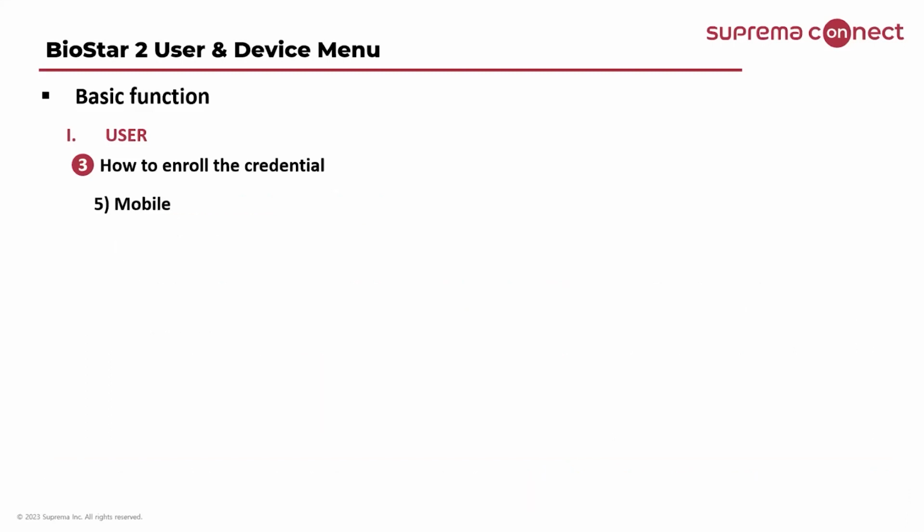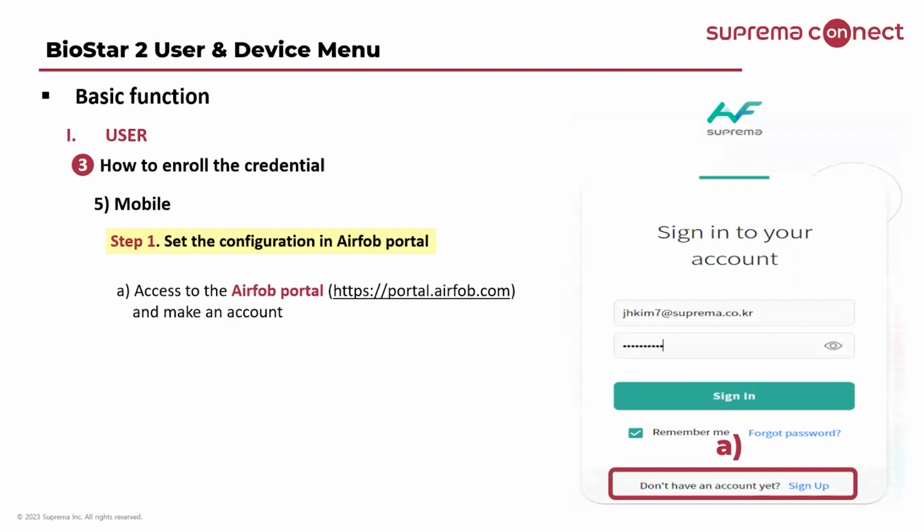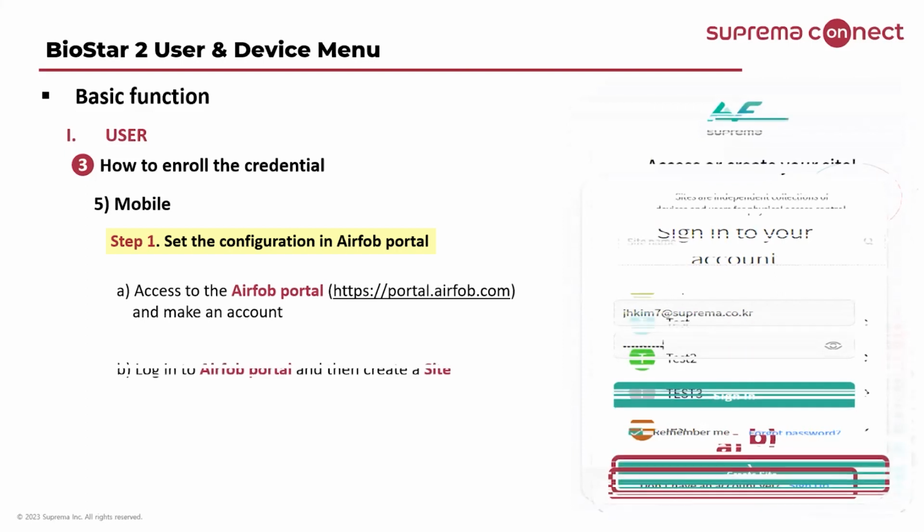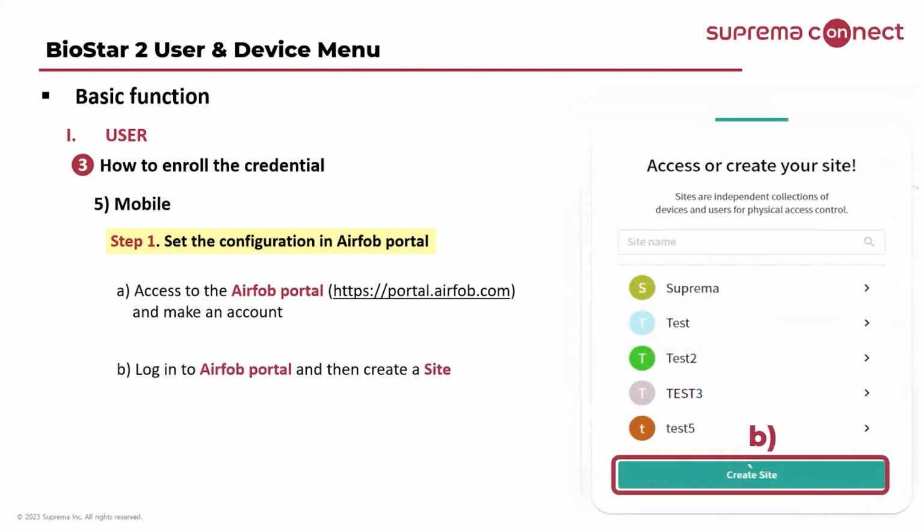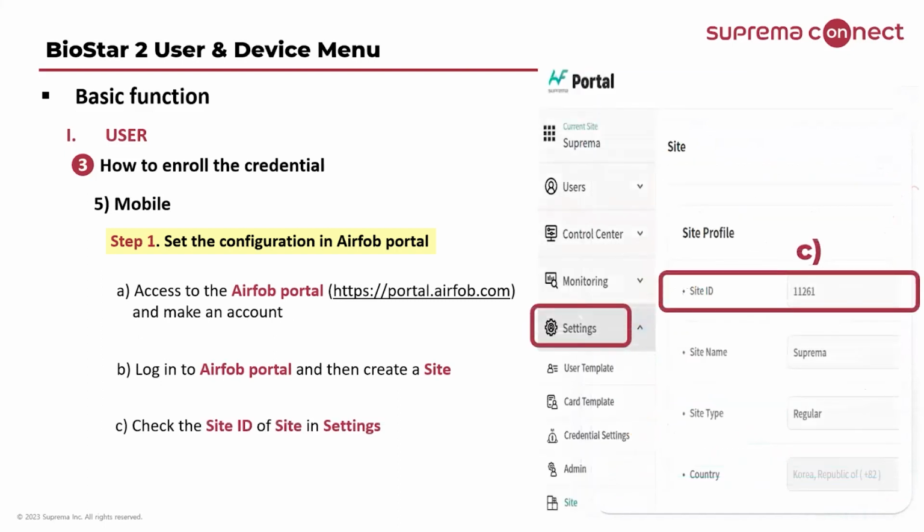Next is mobile, and I will introduce the method in 3 steps separately. Step 1. Set the configuration in Alpha Portal. First, access to Alpha Portal website and make your account. Second, log into the website and then create a site. Lastly, check the site ID on the created site in Settings.